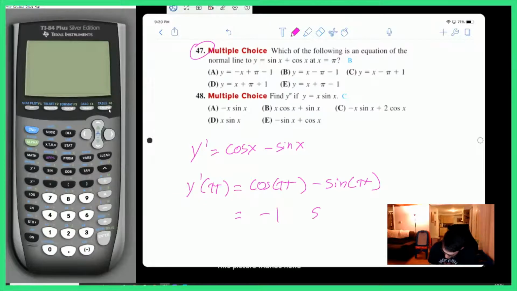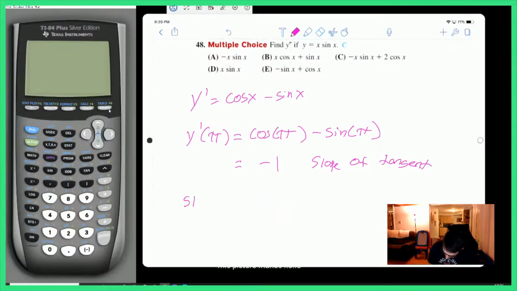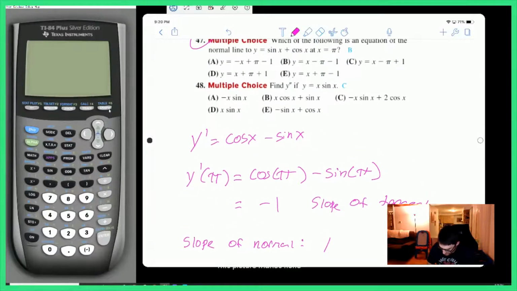So this is the slope of the tangent. So the slope of the normal is the opposite reciprocal, which is +1. So I know the slope of the normal is +1, and I now need to figure out the coordinate point, and then I can plug it into y minus y1 equals m times x minus x1.